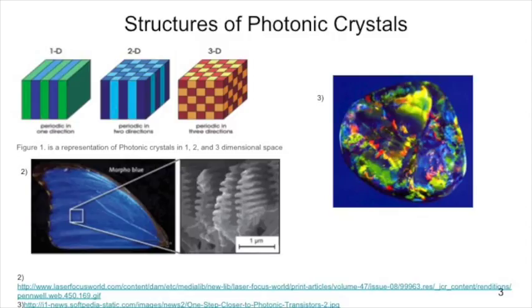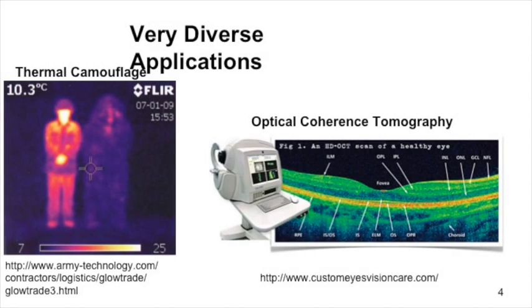Photonic crystals can be found in nature. Examples of this include the butterfly wing and the opal mineral. Photonic crystals have diverse applications. Some of these applications include thermal camouflage for military use and optical coherence tomography for medical use.